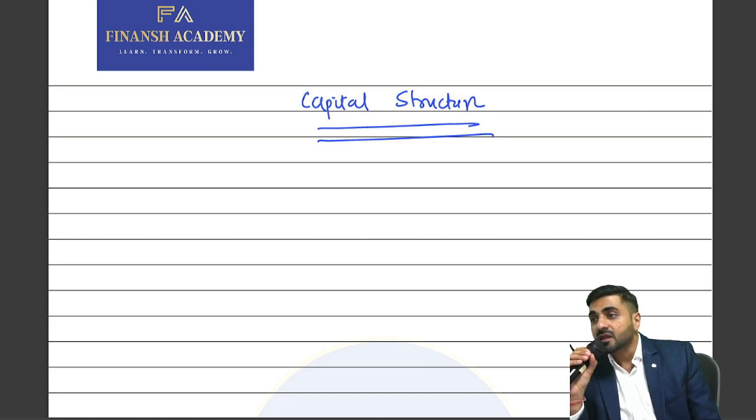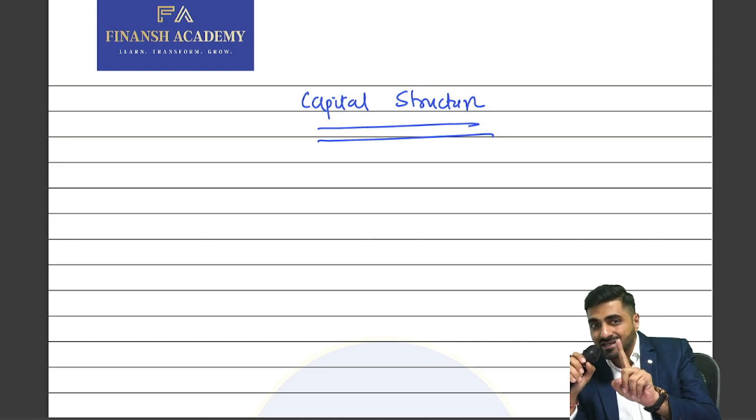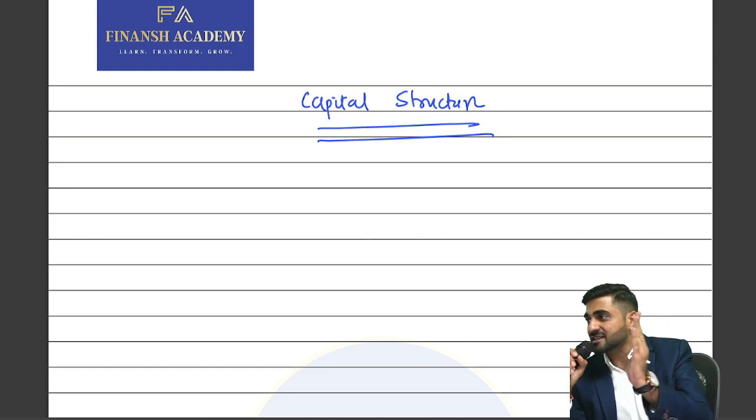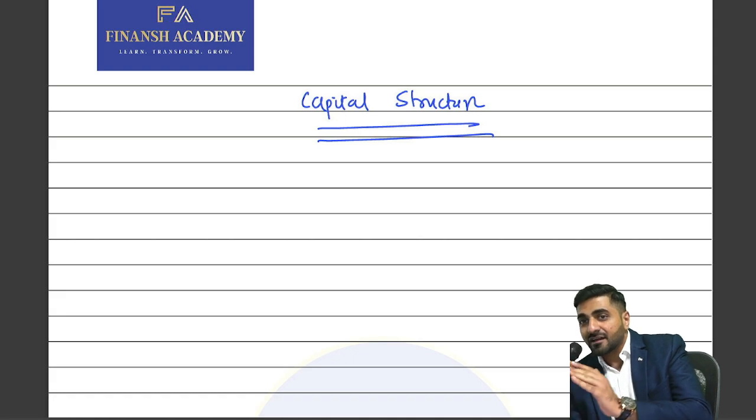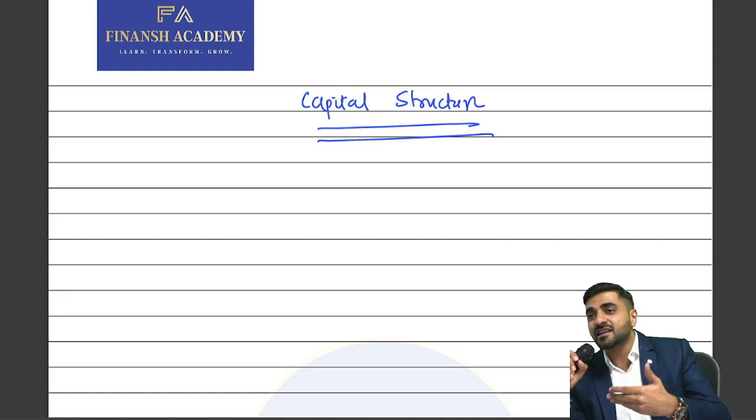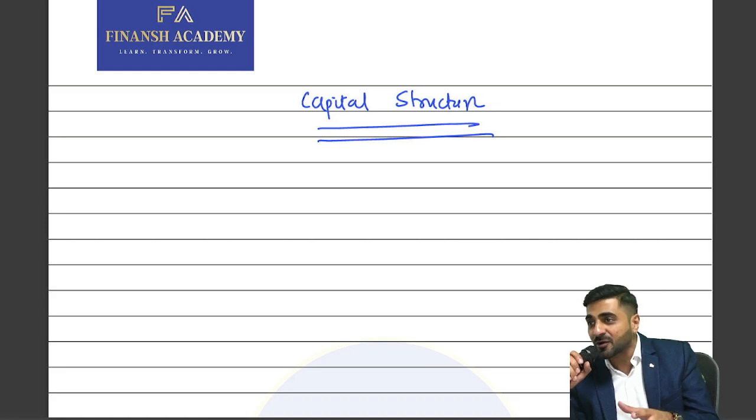Fine. Now I want everyone to focus properly. See, capital structure actually means, this chapter is divided into one normal capital structure and capital structure theory. Calculate capital structure, NM approach, NOI approach, NI approach. All these things are going to come here. You are aware about that or not?